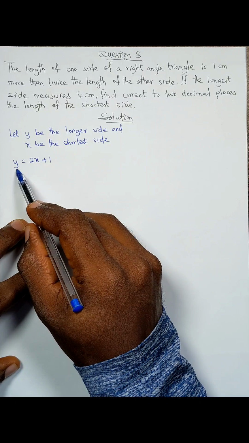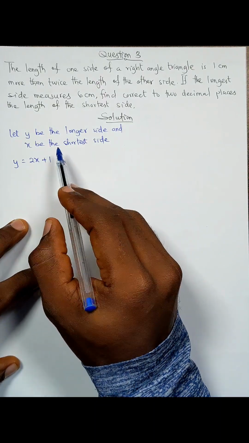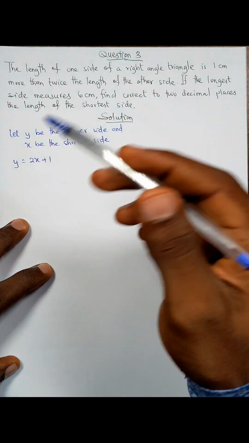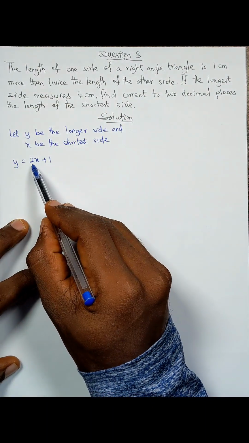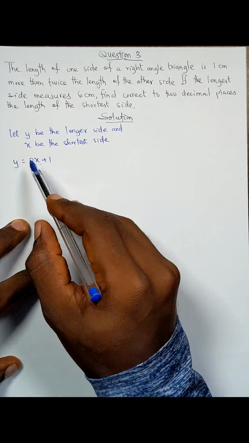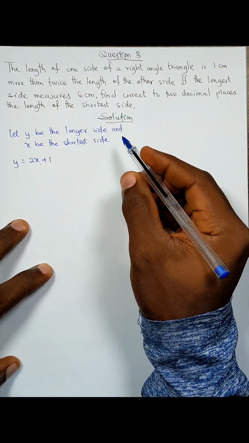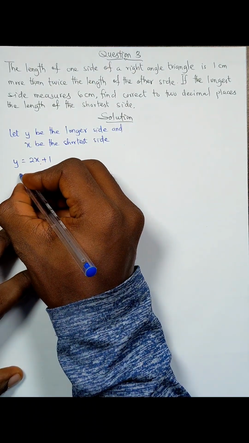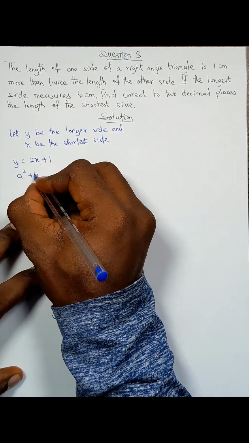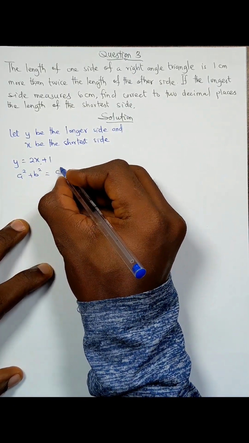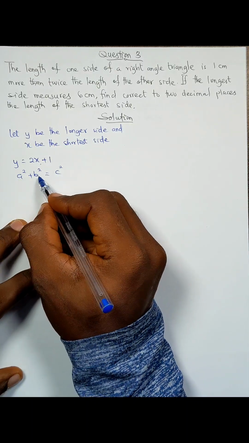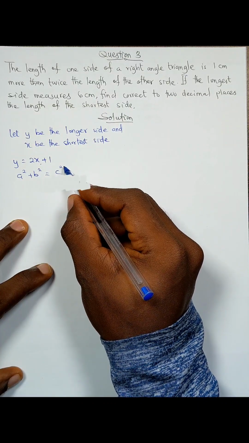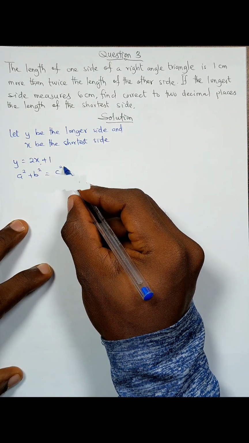We know that x is the shortest side because definitely a side that is 1 centimeter more than twice the length of the other side is bigger. So this is the longer, and then x is going to be the shortest, and the longest side is going to be the 6 centimeters. So in a right angle triangle, we know this formula: a squared plus b squared is equal to c squared. The sum of the squares of the sides is equal to the square of the hypotenuse. So the 6 is going to be the hypotenuse actually.